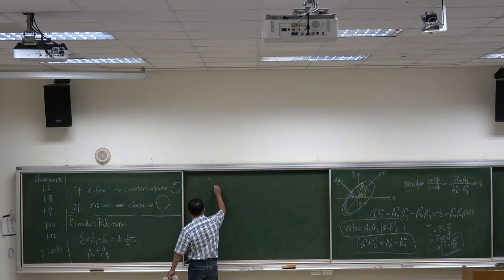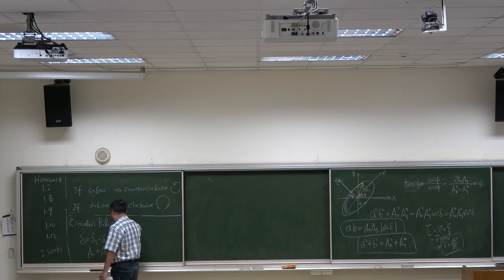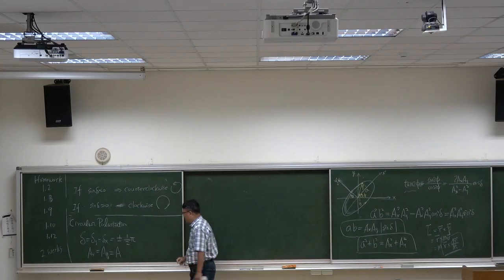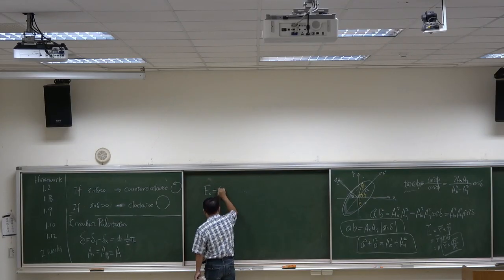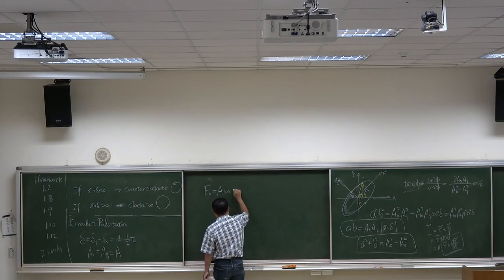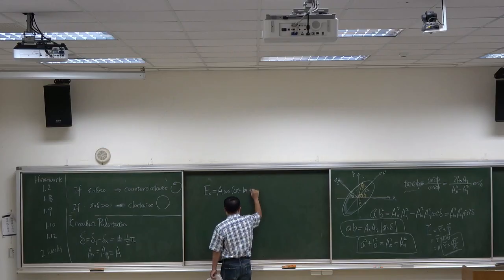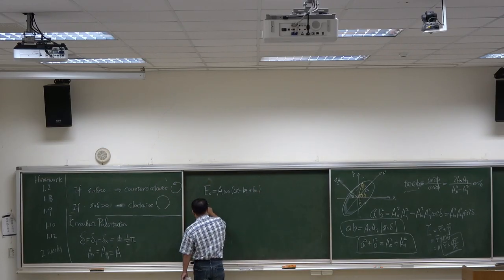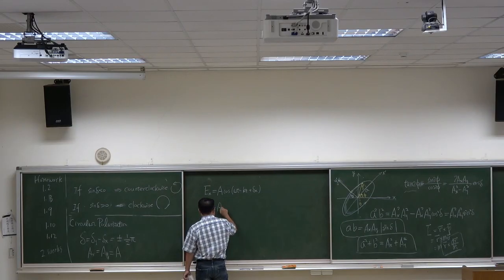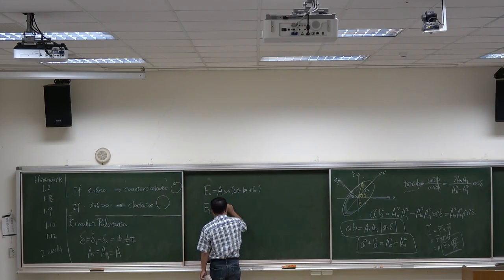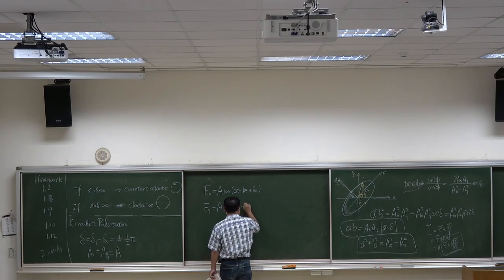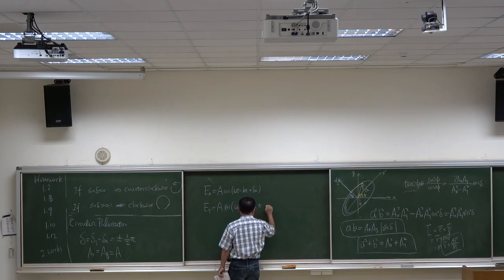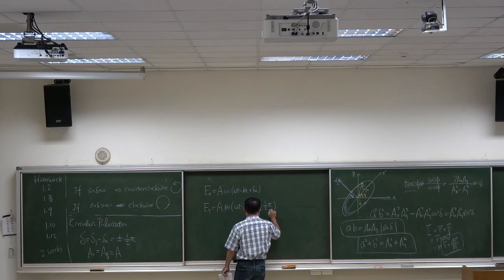So this means that suppose they are the same and I denote it as A, then EX is equal to A times cosine omega t minus kz plus delta x. Okay, and the EY is the same A times cosine omega t minus kz plus delta x plus or minus half pi.